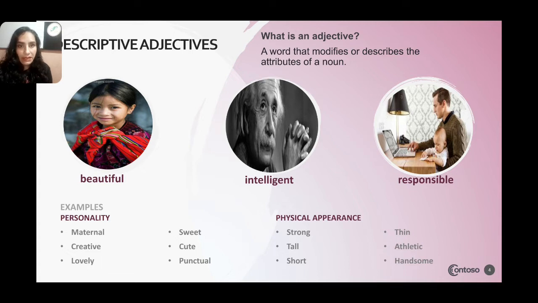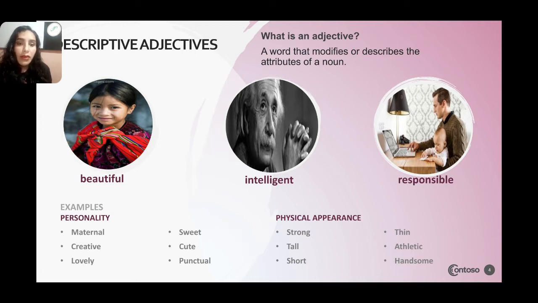Here you have some examples. You have they're beautiful, intelligent, and responsible. How can we describe that little girl? How can we describe Albert Einstein? And how can we describe a man who's working with his child in his arms? So you got there again, beautiful, intelligent, and responsible.